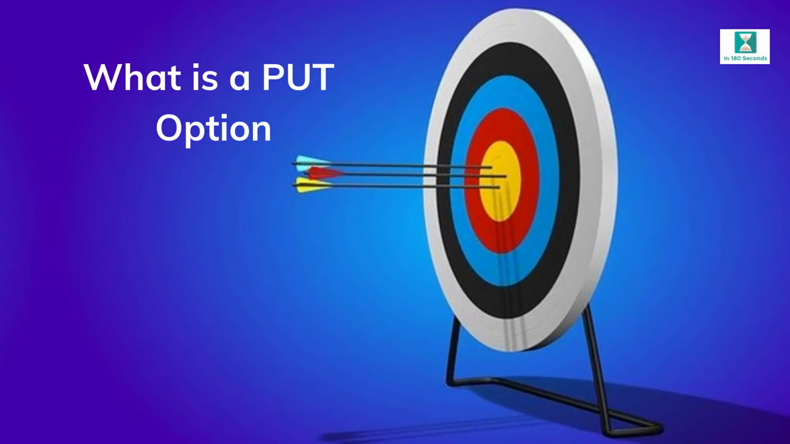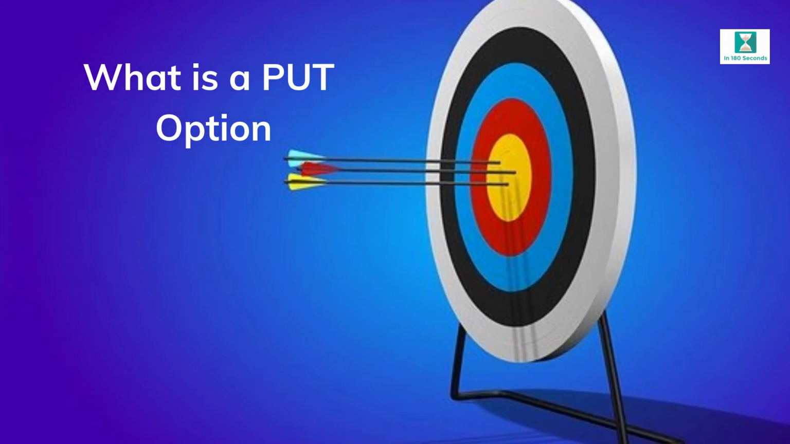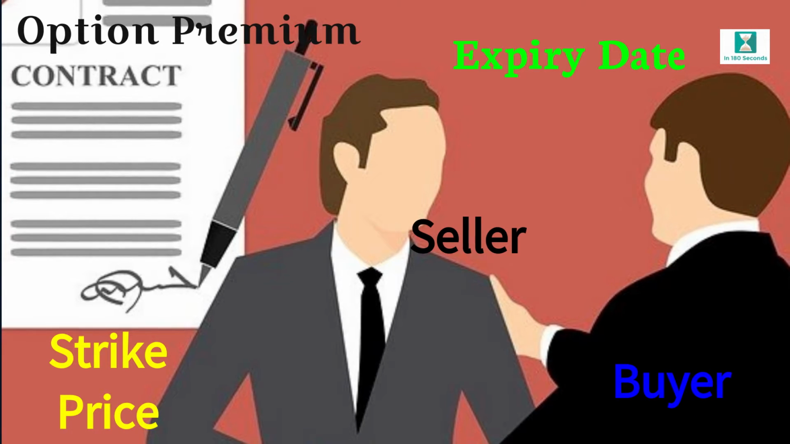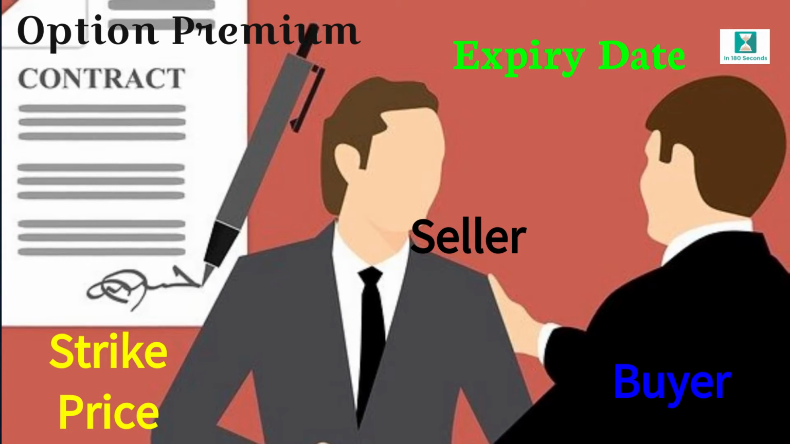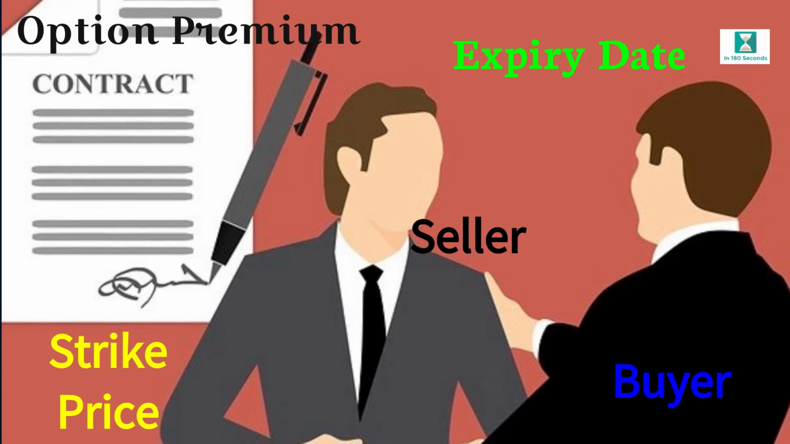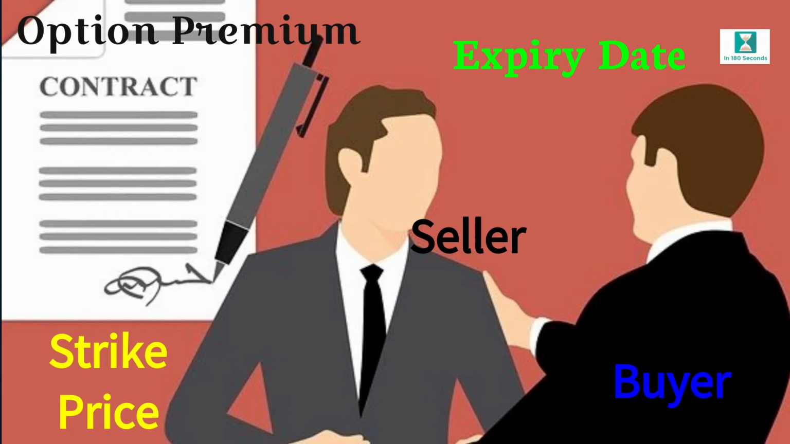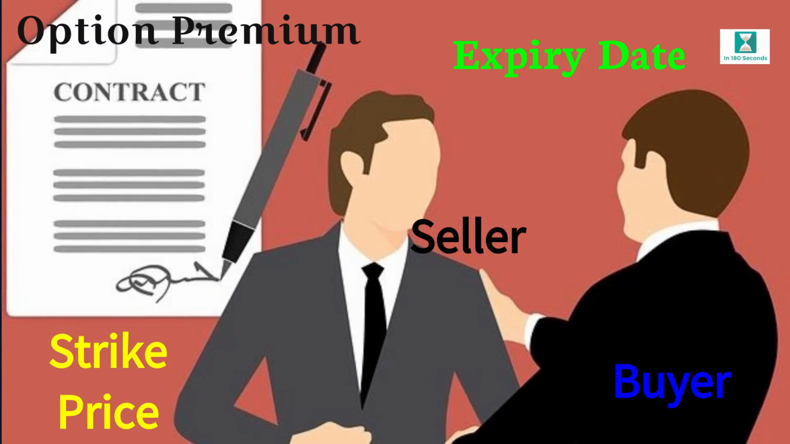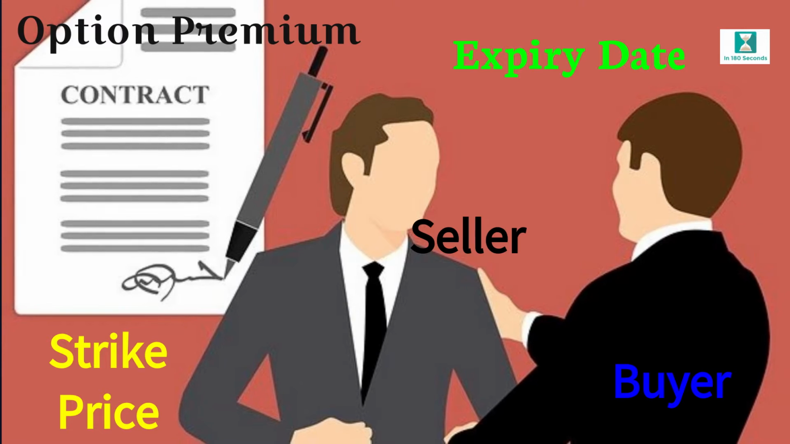Today, we will learn what is a put option in trading. Option is a contract between a buyer and a seller. The contract talks about trading a stock at a predetermined price called the strike price and has an expiry date. The buyer who is interested buys the option for a small fee, also called the option premium.